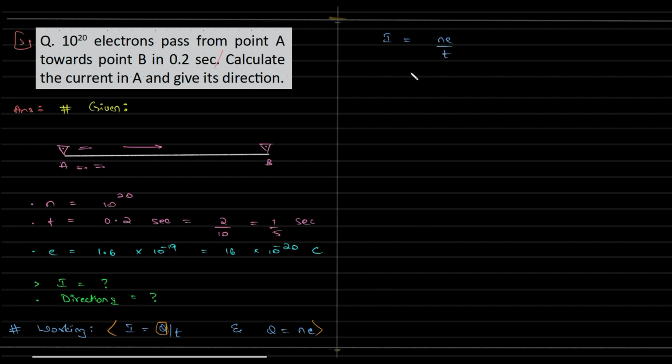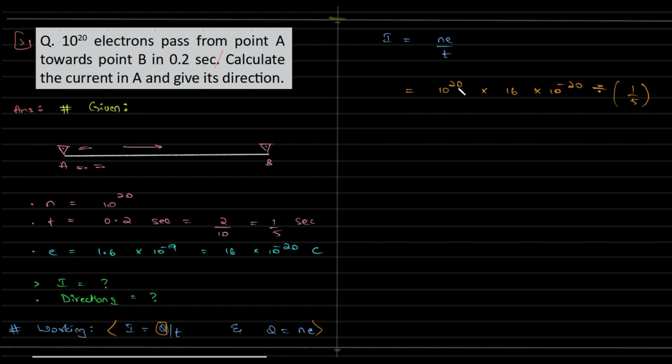Okay. Now pause and substitute and try to work out the calculation. Again, calculation is also important. So this is N, which is 10 to the power of 20, into E, which is 16 into 10 to the power of minus 20, divided by, right, 1 by 5. Always write it this way whenever you have a denominator which is a fraction.